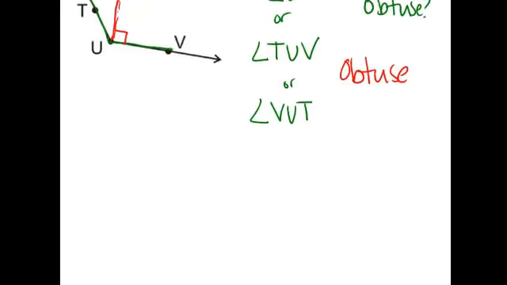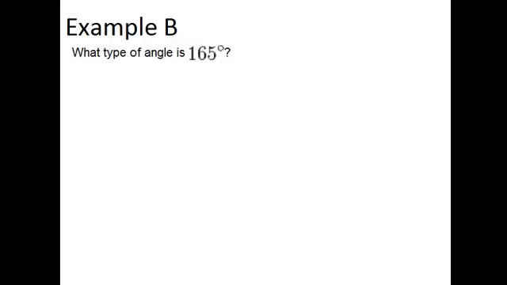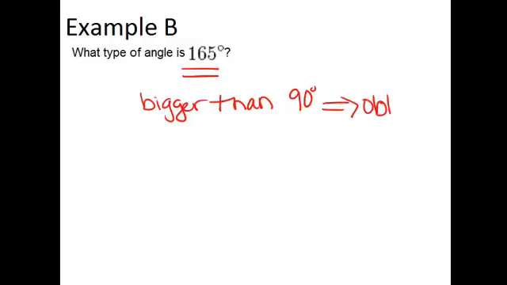All right, let's look at example B. Example B says what type of angle is a 165-degree angle? So here is really just a memorization of the vocabulary. You have to know that any angle that is bigger than 90 degrees but less than 180 degrees is going to be obtuse. So because 165 degrees is greater than 90 degrees, it is an obtuse angle.